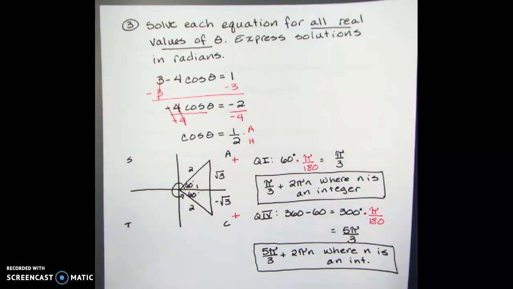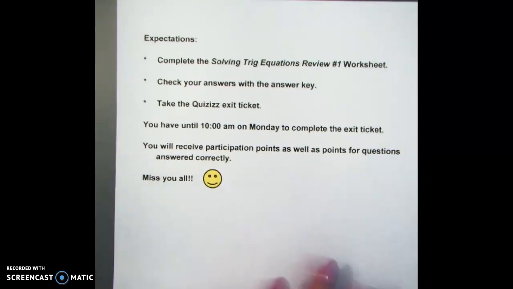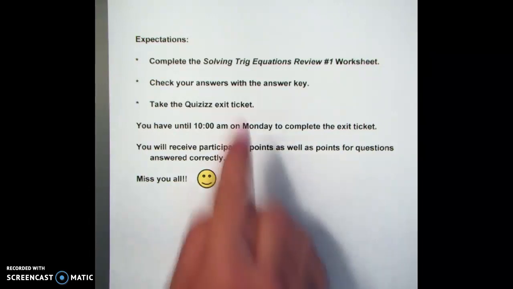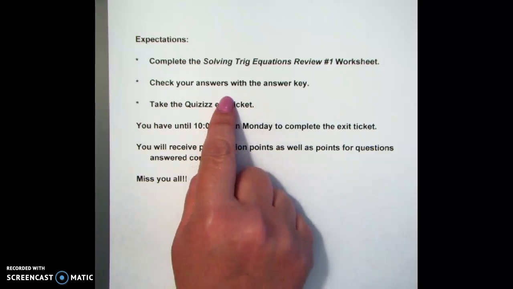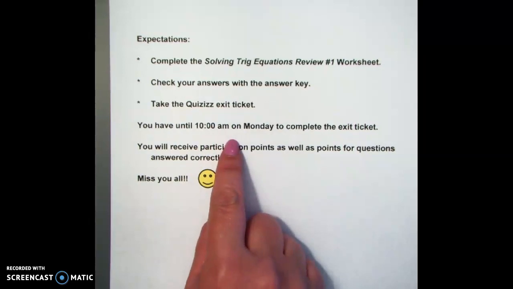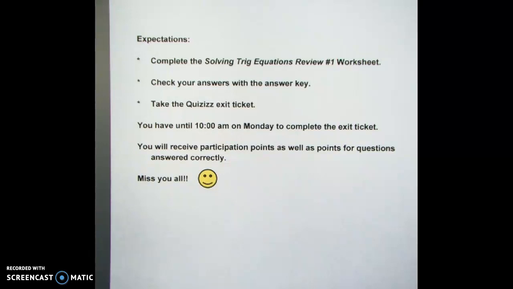All right, so then here are my expectations for today. I would like you to complete the Solving Trig Equations Review Number 1 worksheet, which again, you can either print out and work on, or you can do it on a separate piece of binder paper. Once you've finished it, go ahead and check your answers with the answer key. Take the quiz's exit ticket, and you're going to have until 10 a.m. on Monday because I do want you to have the weekend off. So you can either finish it today and be done for the weekend, or you can finish it Monday morning, totally up to you. And then you're going to receive participation points as well as points for questions answered correctly.